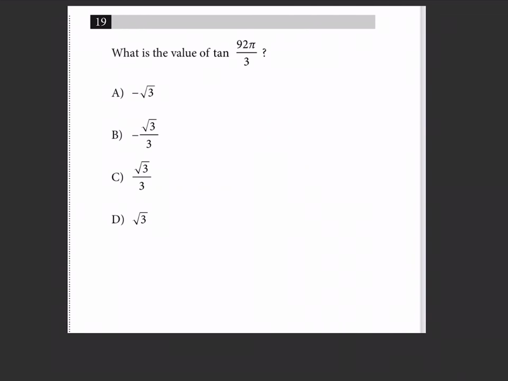So moving on to number 19. This is a unit circle problem. What is the value of tan 92 pi over 3? So give this one a shot. Okay, so a couple ways to approach this. They're definitely putting more of the unit circle on the SAT recently, so you're going to want to make sure that if you are not familiar with that or it's been a while, you really do a review of that.